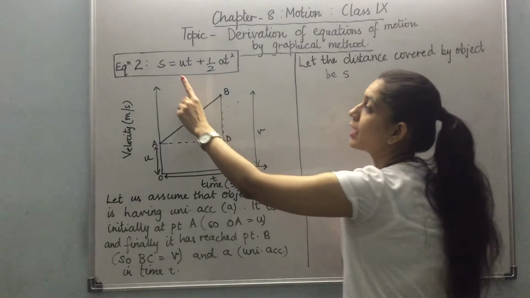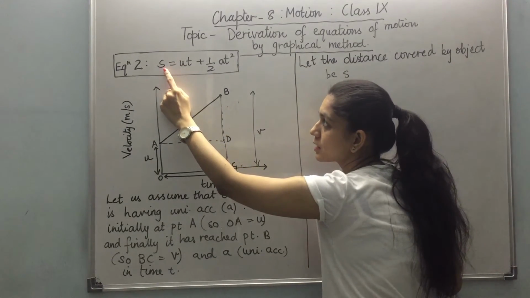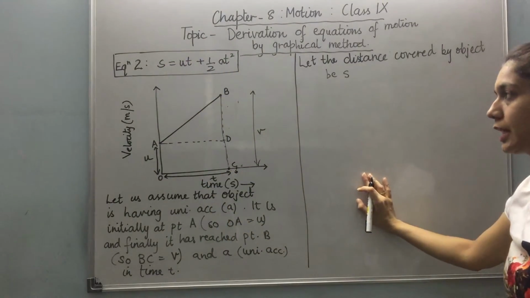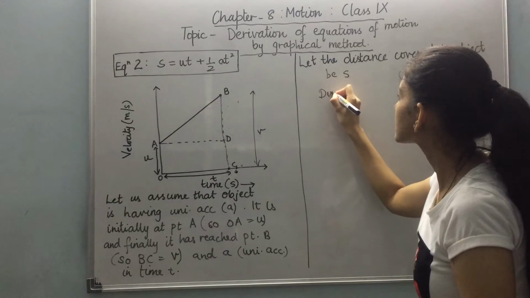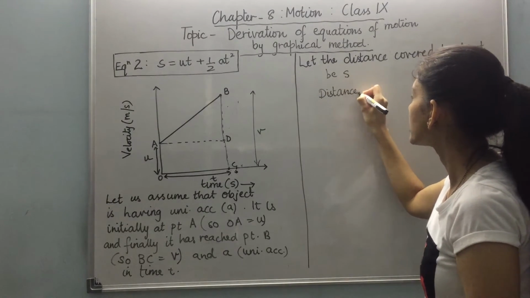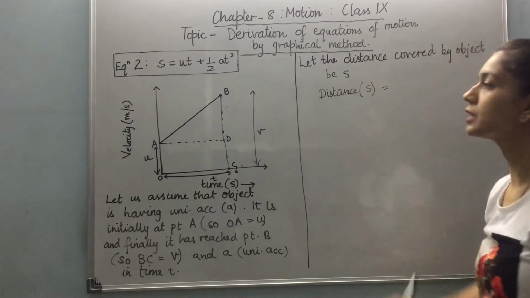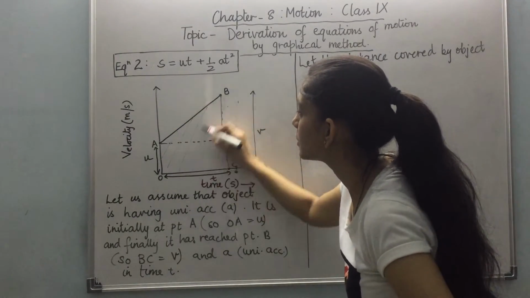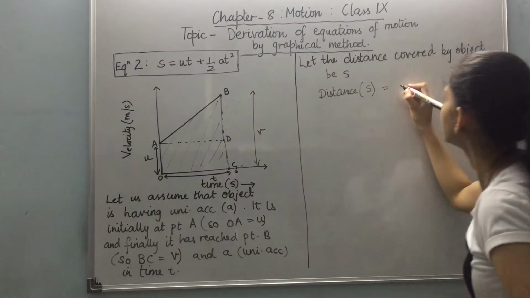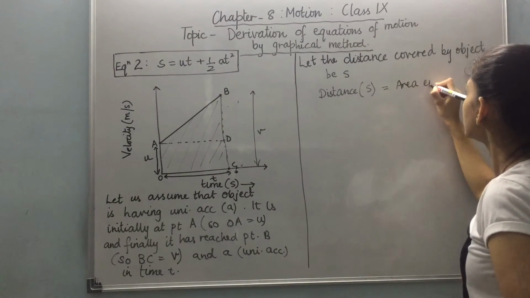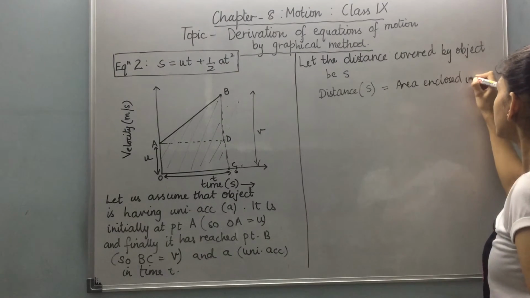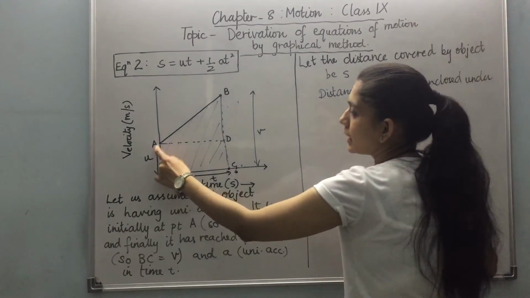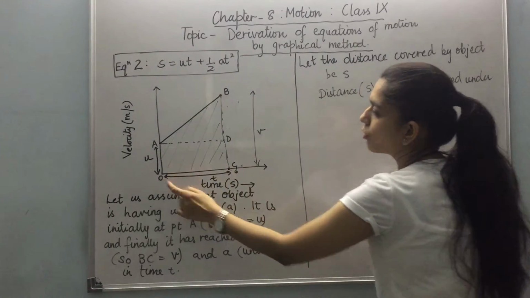We have to find a relation between the distance covered and various quantities that we were talking about earlier as well. Now, distance covered by an object, that is s in this case, can be calculated by calculating the area enclosed under this trapezium. Area enclosed under trapezium ABCO.